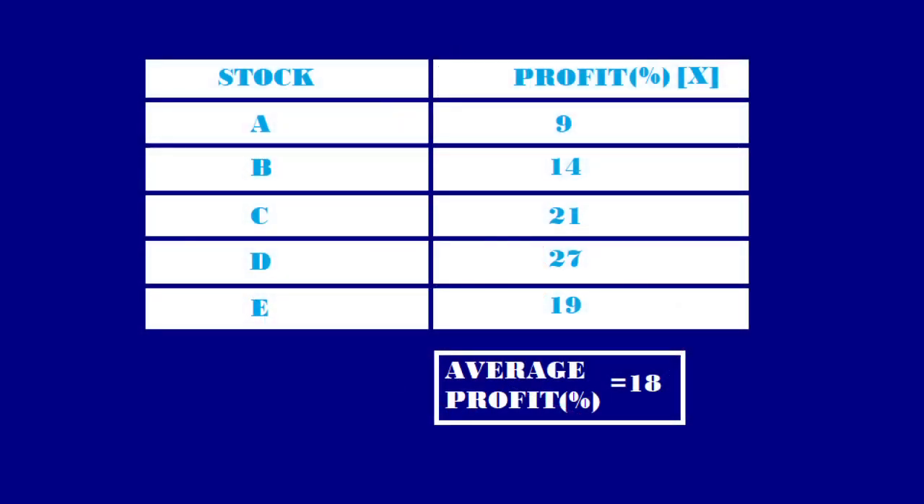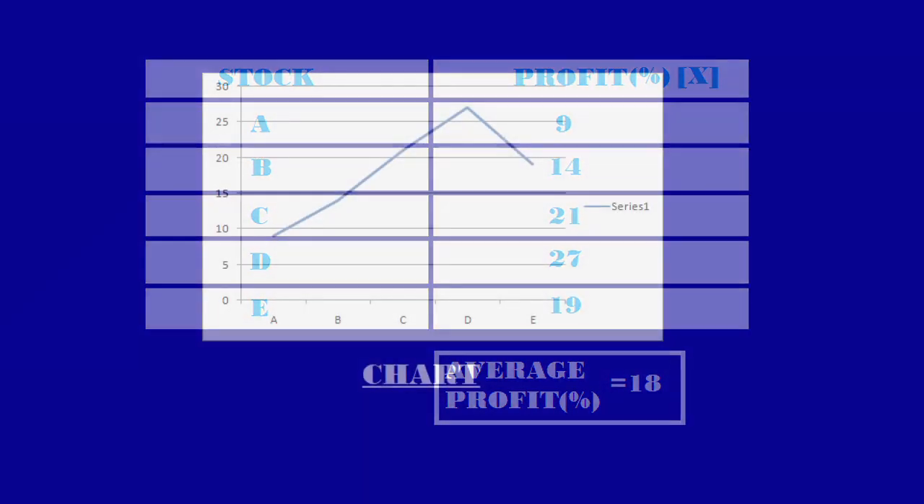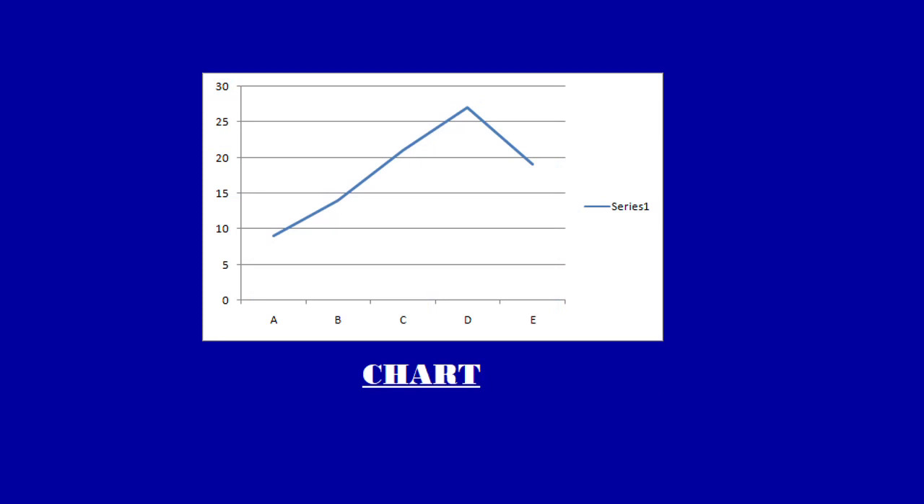As you can see, 5 different stocks, A, B, C, D and E have generated 9, 14, 21, 27 and 19% profits respectively, in the last 3 years. First step is to find the average of the profits of the 5 stocks, which comes out to be 18%. This is the graphical representation of the returns from these 5 stocks in the last 3 years.